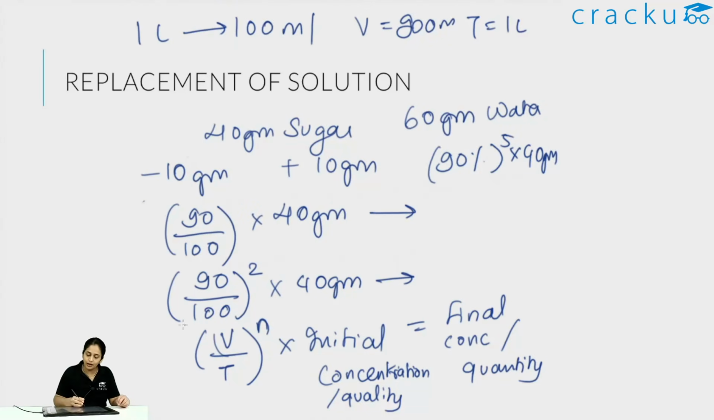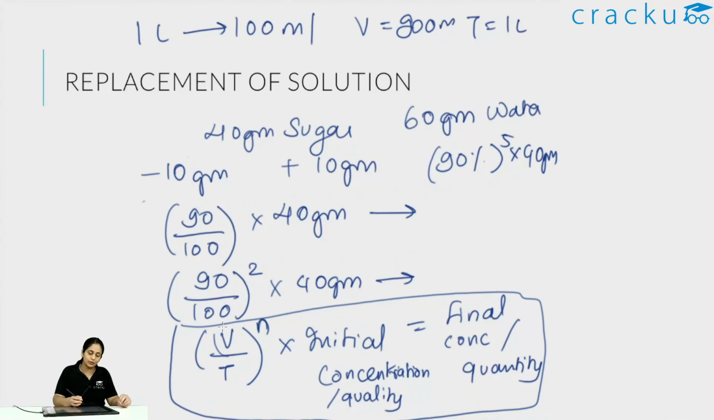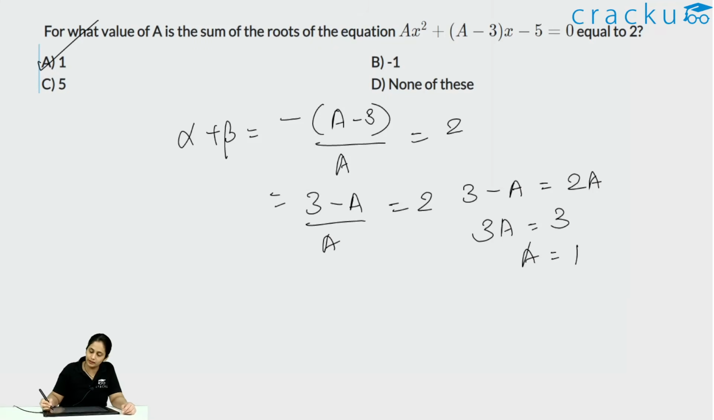So always remember: initial concentration or quantity into (V by T) raised to N, where V is the part that is not touched divided by the total volume, or the weight that is not touched divided by the total weight, raised to N number of steps, is equal to the final concentration or final quantity. That is the thing you have to remember for this type of problem. This will be better understood with the help of a problem. So let's take a look at the next question.